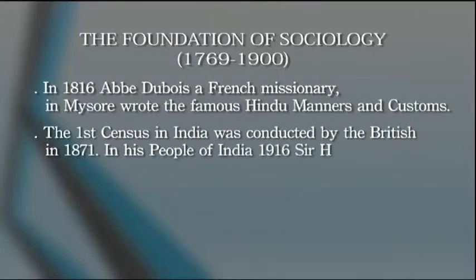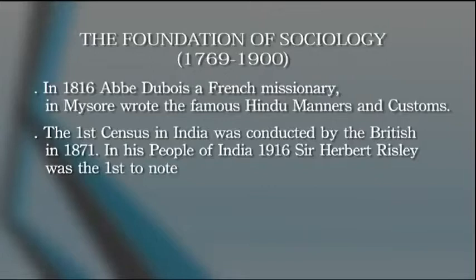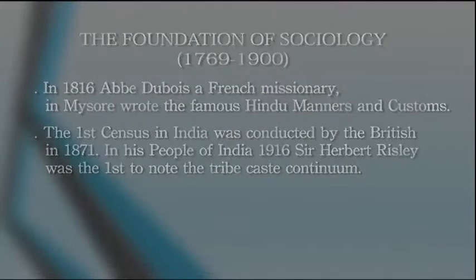And in fact, Herbert Risley in 1916 wrote a book called People of India, and this was the first time that somebody actually wrote on the caste system in India. So, you see, the reason I am mentioning these names is that it gives you a fair sense of what it is that the Britishers were trying to do.